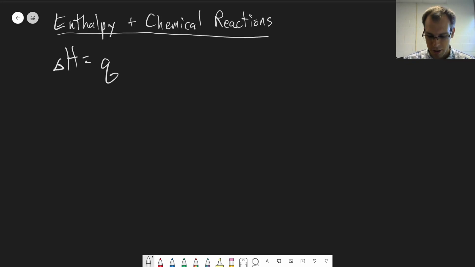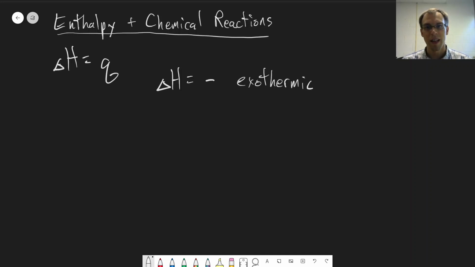Just as a reminder, something we've already talked about, if delta H is negative, that's what we call an exothermic reaction. And by our sign convention, that means heat is leaving our system and heating up the surroundings. So that's why we have an increase in temperature in the surroundings when there's an exothermic reaction. If delta H is positive, we call that an endothermic reaction. That means heat is coming from the surroundings and going into the system, which cools down the surroundings. So we can have either of those possible.